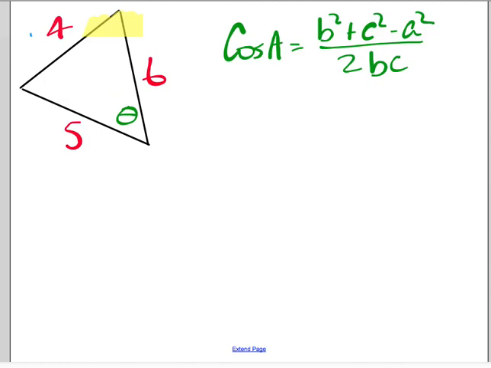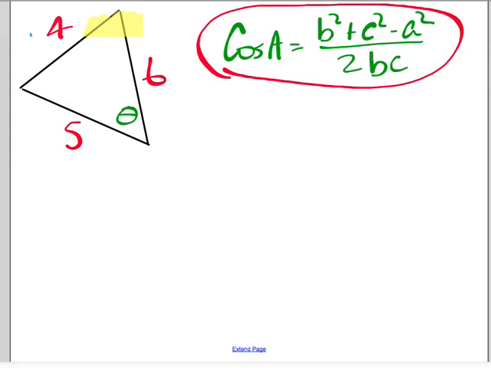So here's an example. I've got a triangle that is 4, 5, and 6. All right? So here's the formula. And you don't have to memorize this. You just have to know that this is the formula you use when you're trying to find an angle, cos of A. And so I simply put in the numbers.